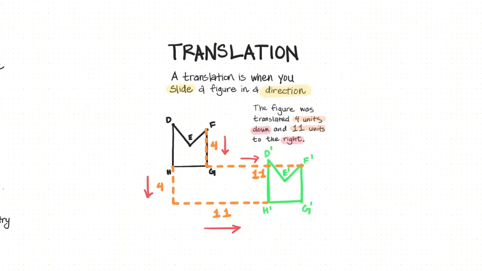The second transformation is known as translations. A translation is when you slide a figure in a direction. The big difference between translations and reflections is that a translated figure does not flip. It maintains the same orientation. In this example, I have the polygon DEFGH translated 4 units down and 11 units to the right. Notice that the orientation of the image does not change after our translation is complete.